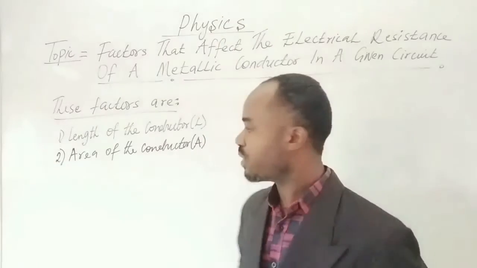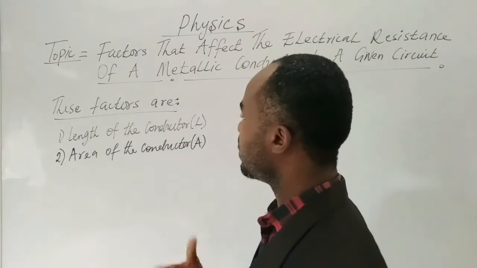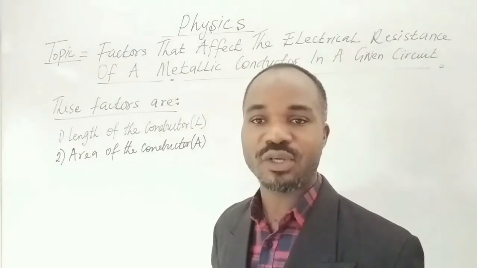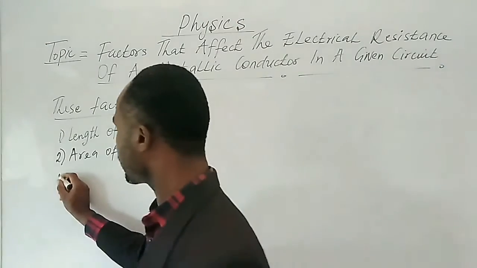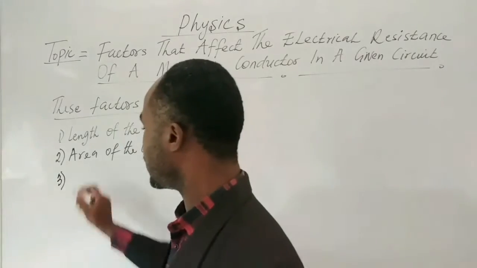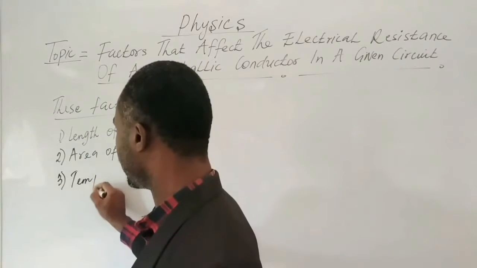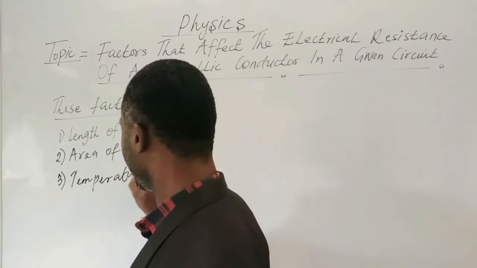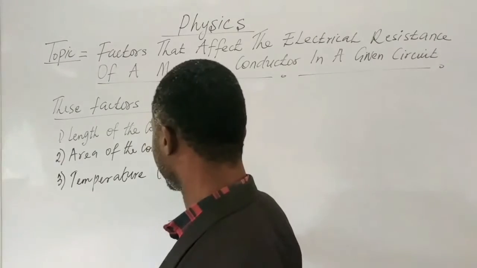Number three, the third factor that affects the electrical resistance of a metallic conductor is the temperature of the conductor. Temperature, okay? Temperature, that is T, right?